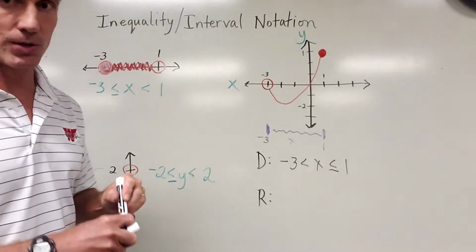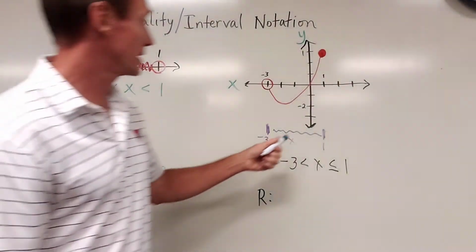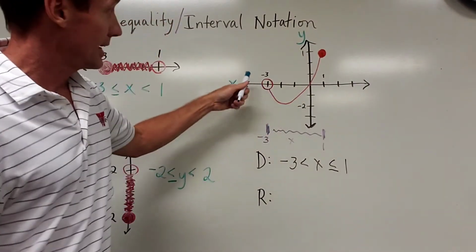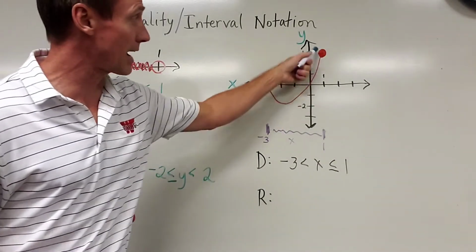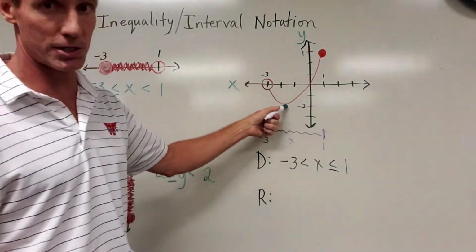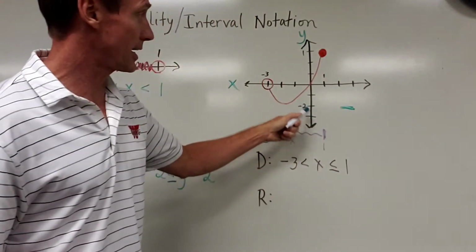Now range, we do exactly the same as we did right here. So my range on this graph, it's not just the circles. Okay, in this case, the graph goes below that dot. So my lowest value on this graph is right here at -2.